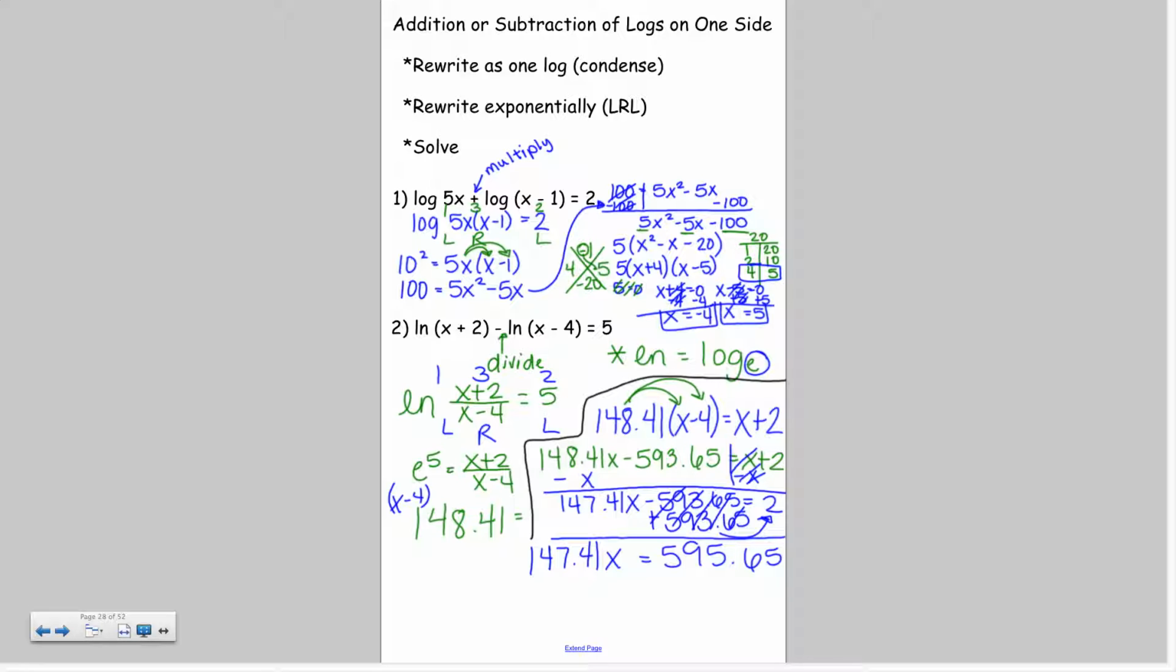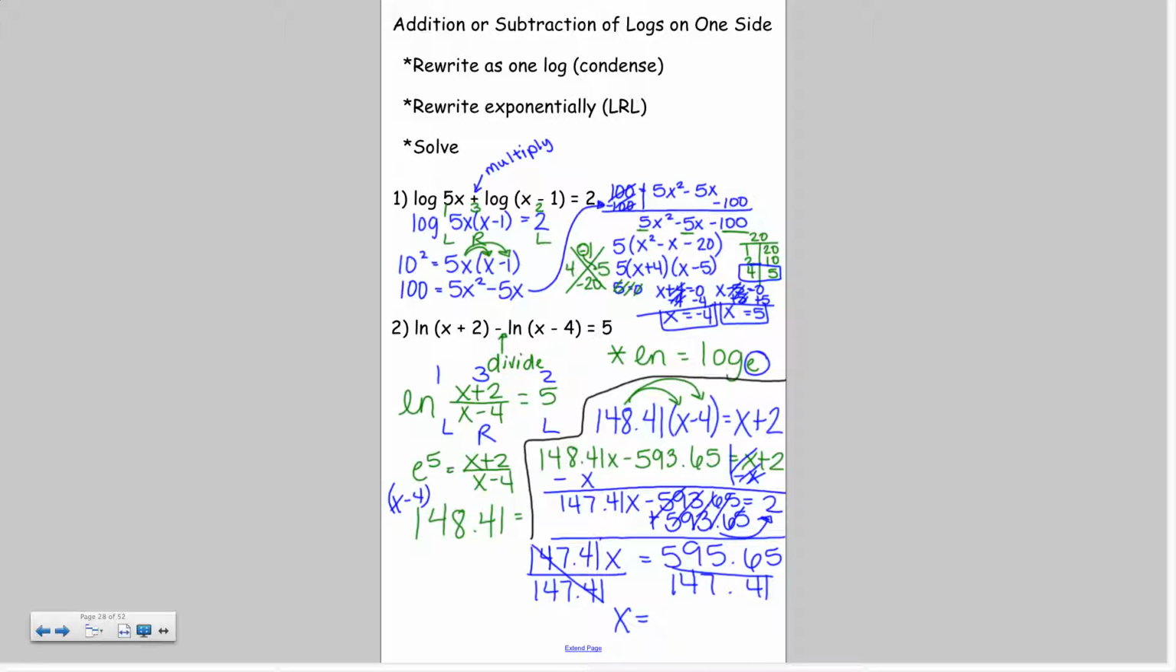Now, the only thing I have left to do is to get x by itself, so I'm going to divide by 147.41. And if I do it on one side, I've got to do it on the other side. Okay? Of course, you'll have your calculator, so you can put this in the calculator and see what you get.